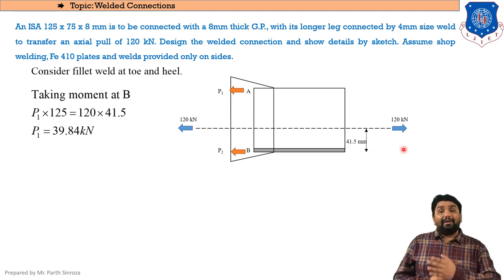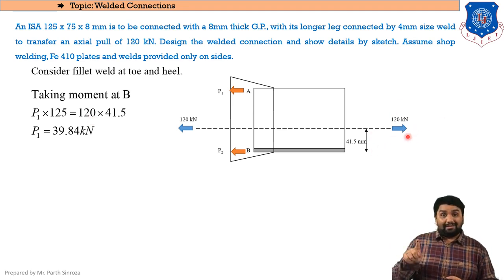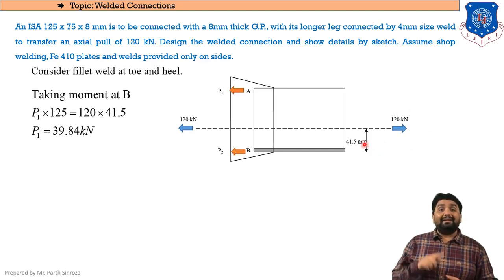So now the 120 kilonewton load, this one, keep in mind the right sided load, that force will apply a moment that is of clockwise nature onto point B. So the moment of the right hand side force will be 120 into 41.5. Clear? So from this we can calculate the value of P1, which comes out to be 39.84.